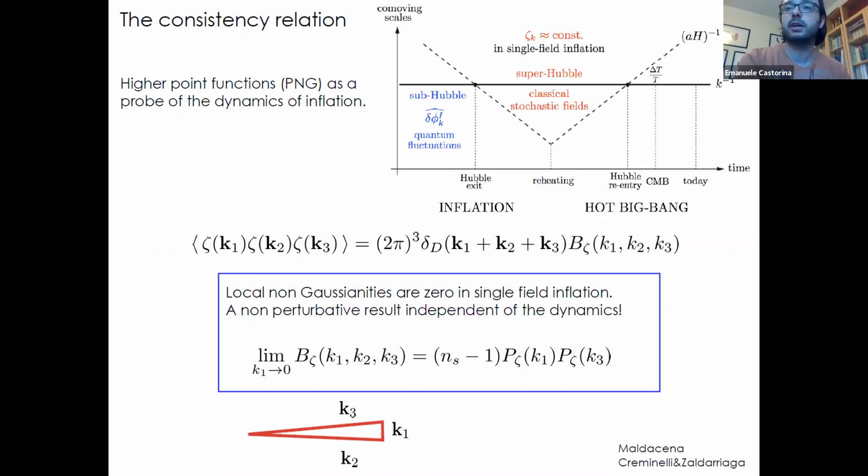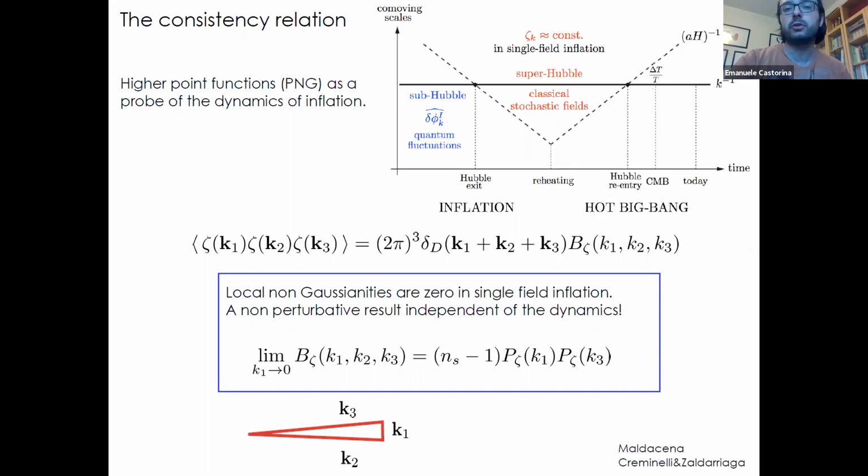bispectrum in this configuration in single field inflation, single clock inflation, regardless of the content of the Lagrangian, is zero, is basically unobservable. And so it's a very powerful statement because it tells us that if we do observe the bispectrum in the squeeze limit, then we can automatically exclude all possible single field models of inflation. And so how do we go about this?